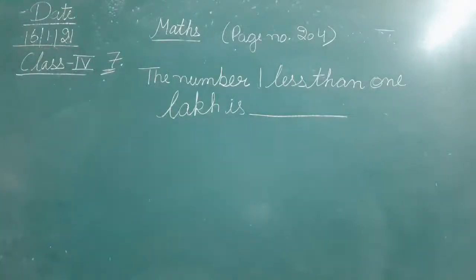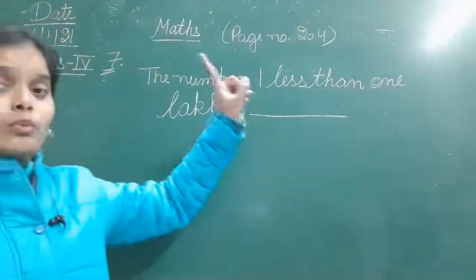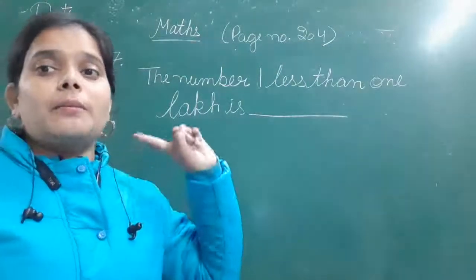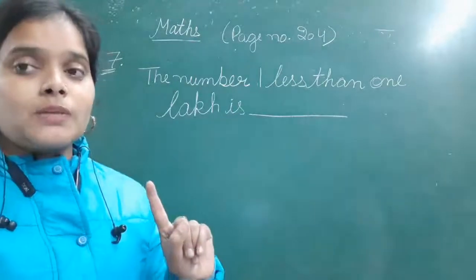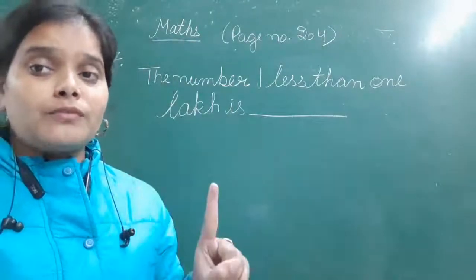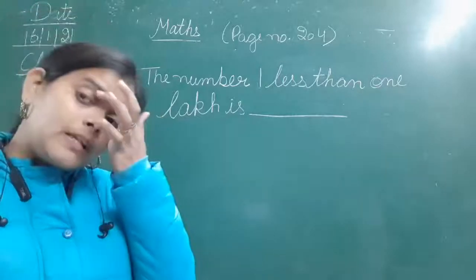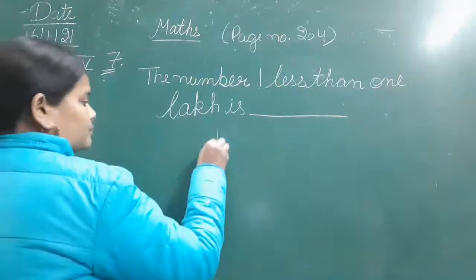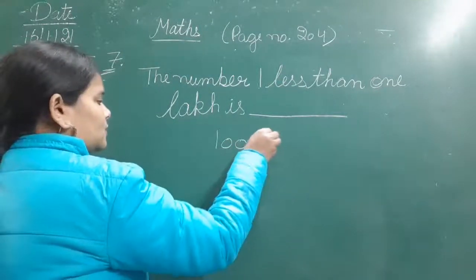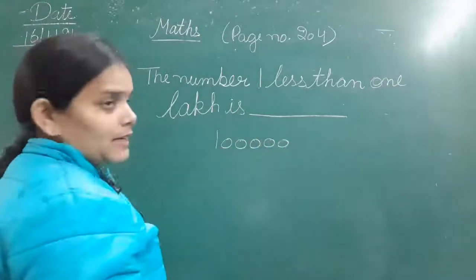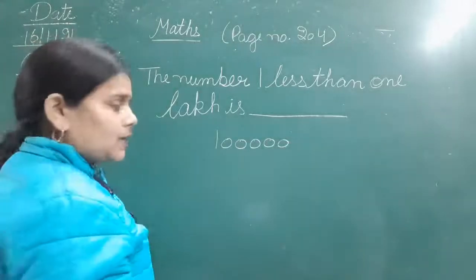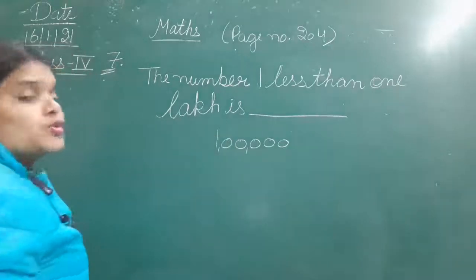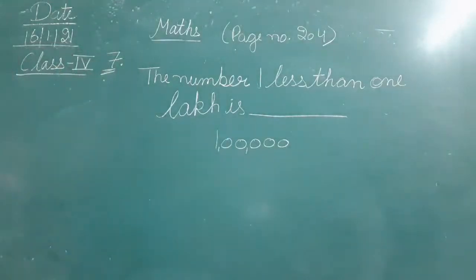If we reduce 1 lakh by one number, so what will be the number? That means if we subtract 1 from 1 lakh, what will be the number? Okay, so let's subtract it. This is 1 lakh. How many zeros are there in 1 lakh? There are 5 zeros in 1 lakh: 1s, 10s, 100, 1000, 10,000 and 1 lakh.